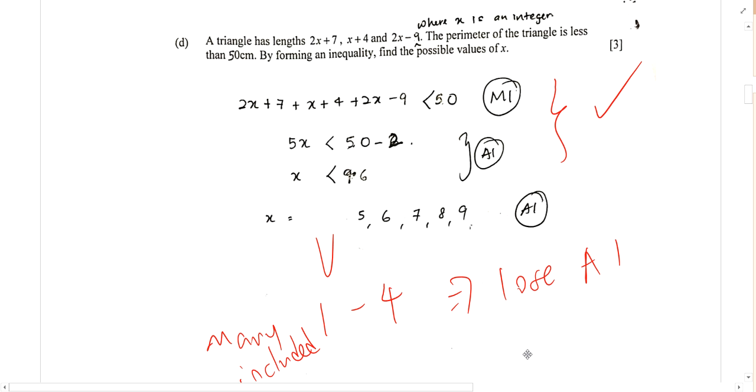Next, triangle length. So there is only one criterion given to you. That is, the perimeter is less than 50 cm. So obviously the 3 sides you add up must be less than 50. The moment you write this down, you get 1 mark already. Most of you got it. You managed to get x less than 9.6. Yes, you get 2 marks.